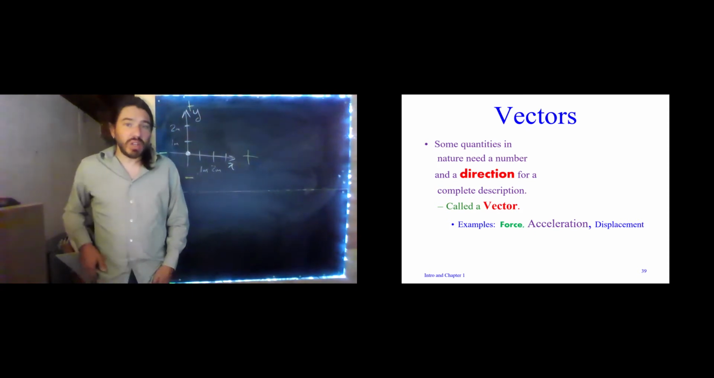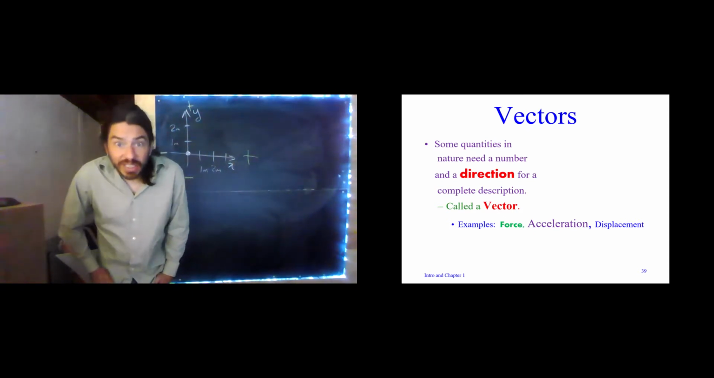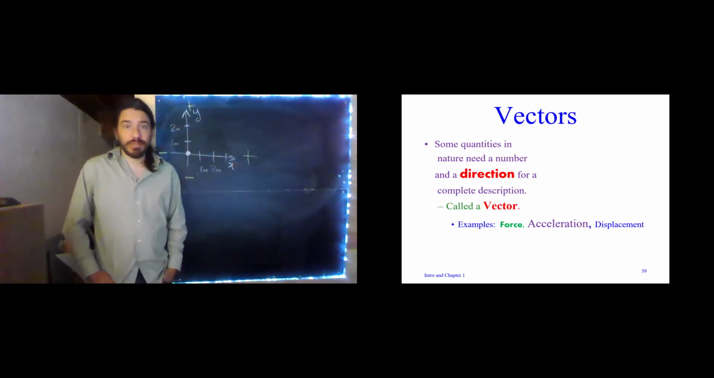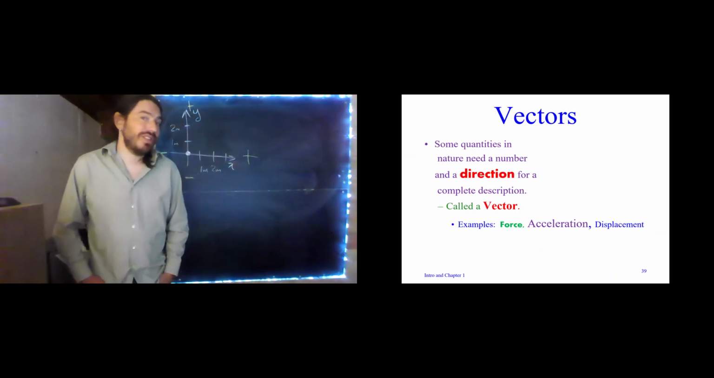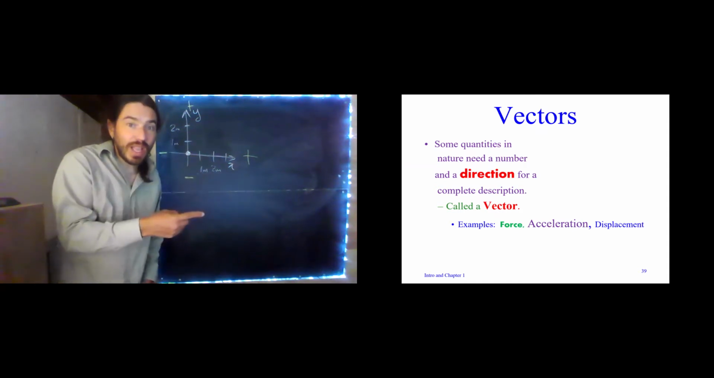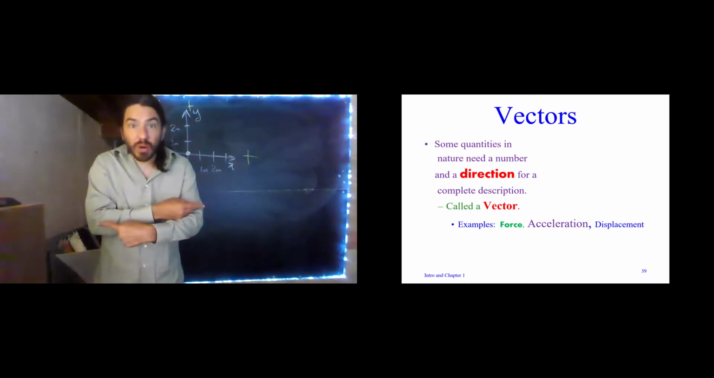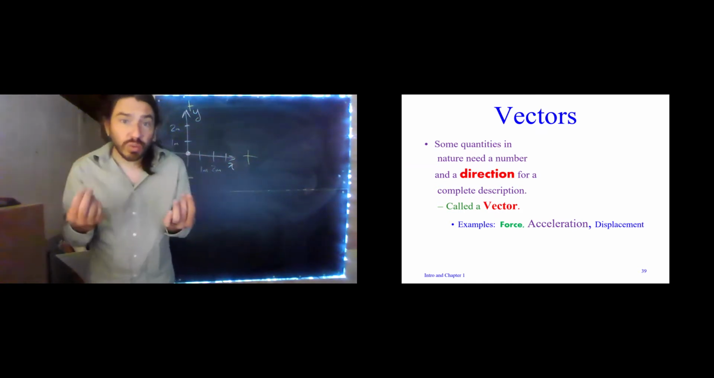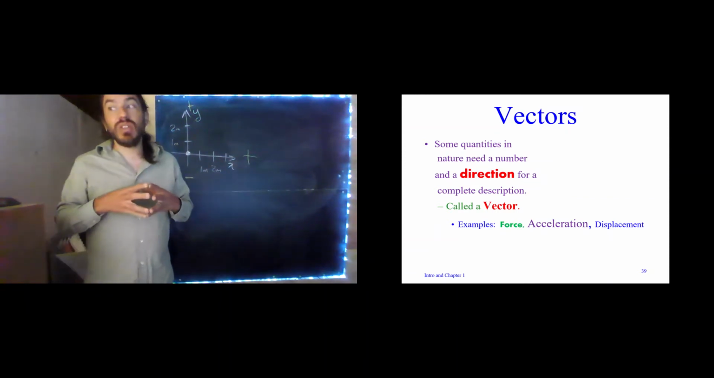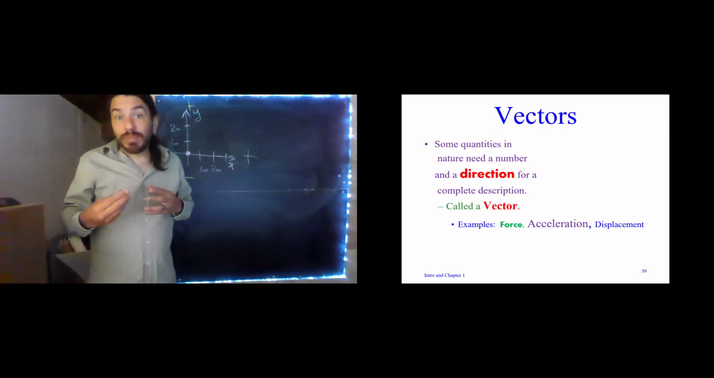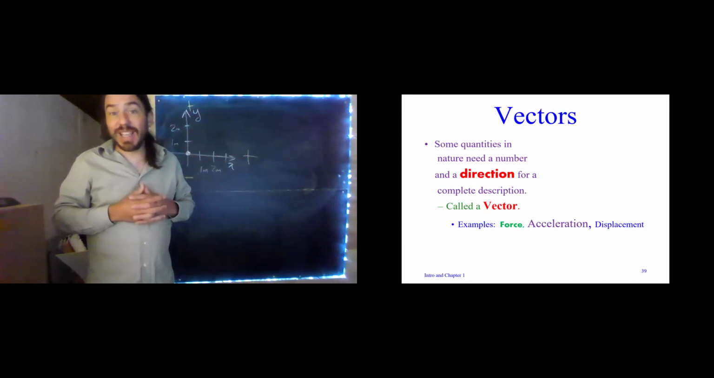For example, what if I told you I'm going to walk 2 feet from where I am right now? Does that tell you where I'm going to end up? No, it doesn't, because direction is important. Am I going to walk 2 feet that way, or that way, or that way? The result will be different. And so that's why displacement, which is what I just described, is a vector.